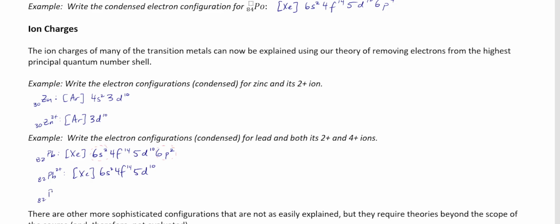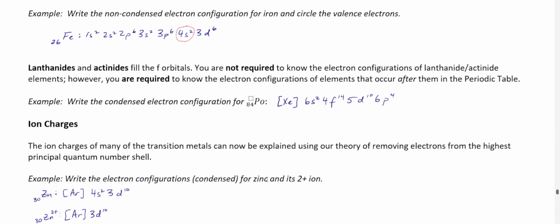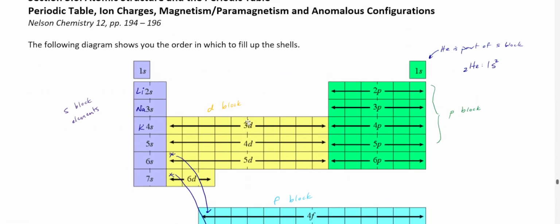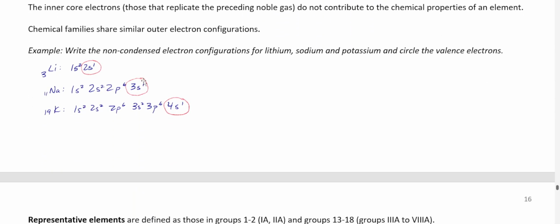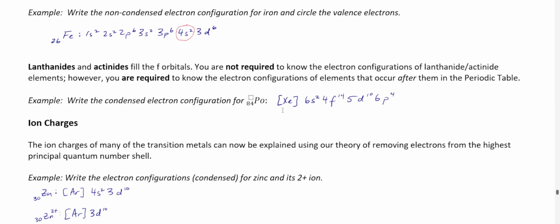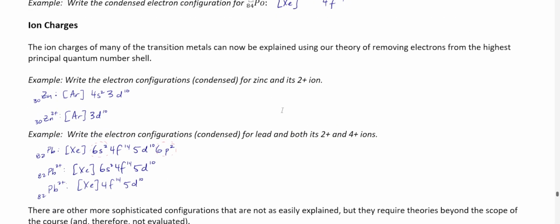And then for the 4+ ion, I'm going to remove another 2, again from the highest principal quantum number. So xenon, get rid of these ones, and I just write 4f14 and 5d10. There are other more sophisticated configurations that are not easily explained, but they require theories beyond the scope of this course and are therefore not evaluated. Okay, so that covers using the periodic table to more easily come up with electron configurations, looking at the locations or knowing where the valence electrons are, and then removing valence electrons according to the highest principal quantum number.